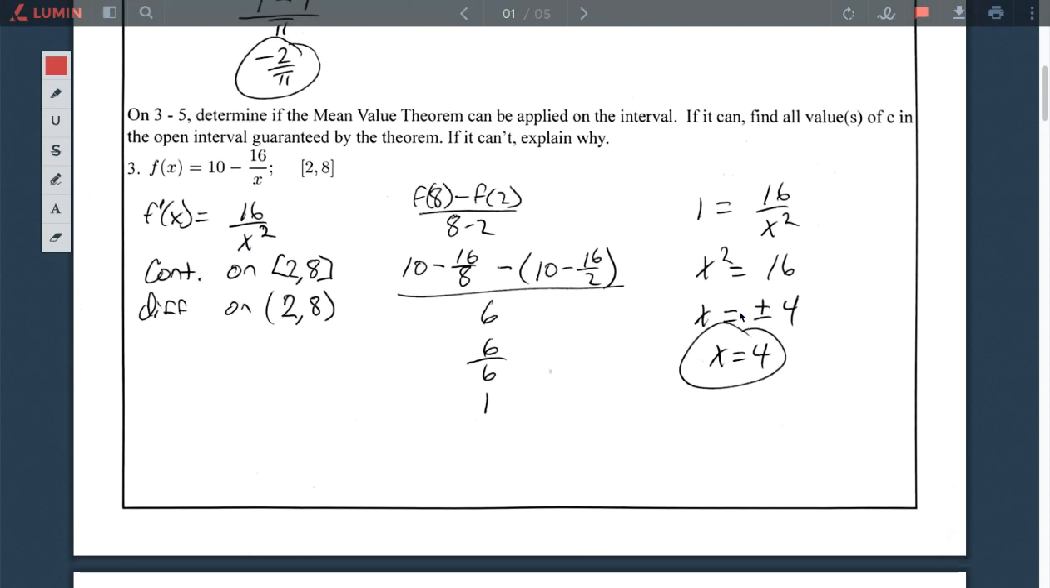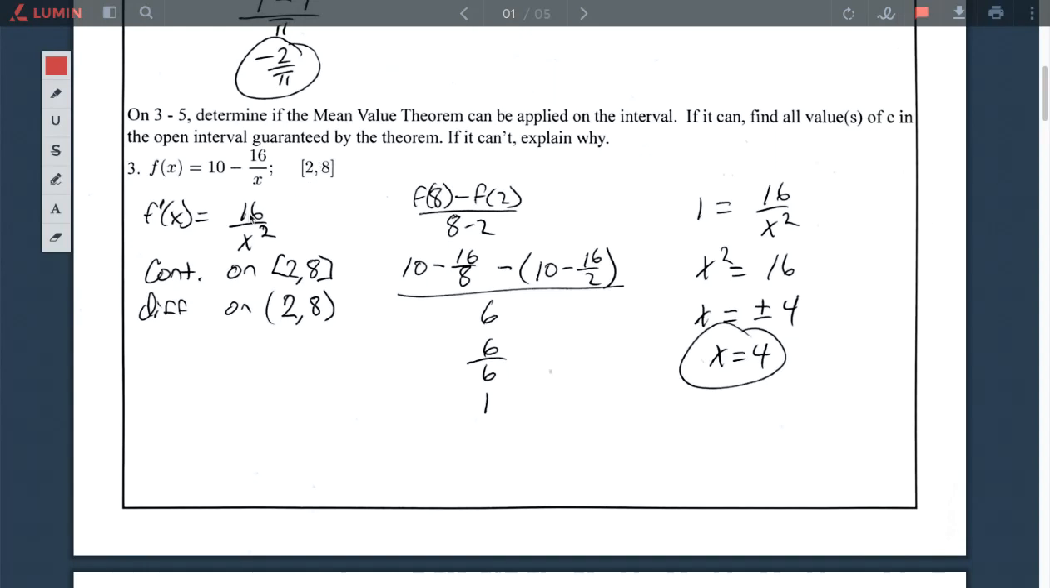3 through 5, we're looking at the MVT. Remember, in order to use the MVT, we have to be continuous on the closed and differentiable on the open interval. So when I look at number 3, what concerns me is I have a variable in the bottom. So I want to know what makes me 0. 0 makes the denominator 0, but if I look at my interval, it is 2 to 8. 0 is not on that interval, so that means I am continuous on that closed interval. So there are no continuity issues.